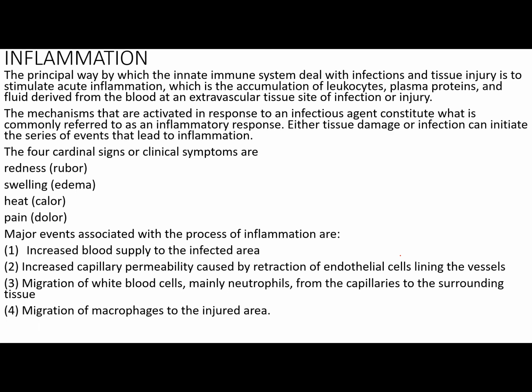Now this is the principal way by which the innate immune system would deal with infections and tissue injury: to stimulate what you call acute inflammation, which is the accumulation of leukocytes, plasma protein, and fluid derived from the blood at an extravascular tissue site of infection or injury. The mechanisms that are activated in response to an infectious agent would constitute what is commonly referred to as an inflammatory response. Either tissue damage or infection can initiate the series of events that would lead to inflammation.